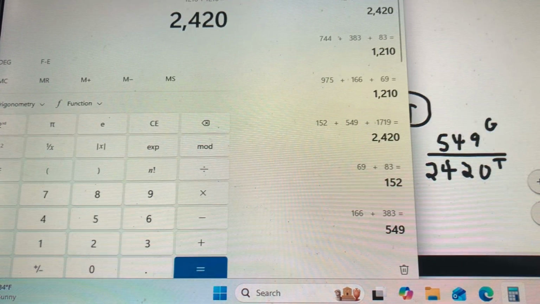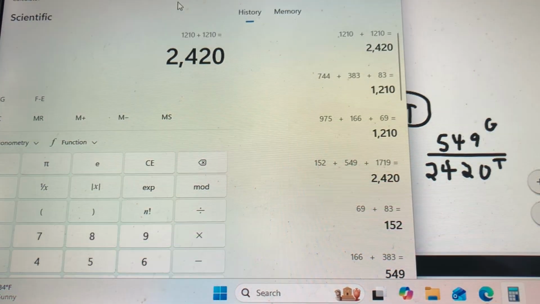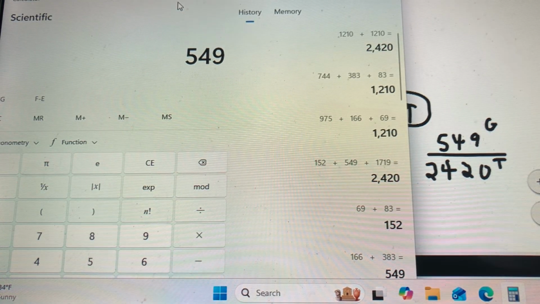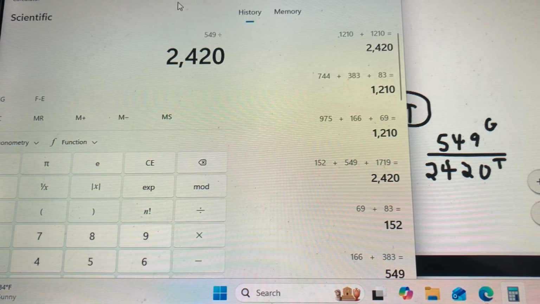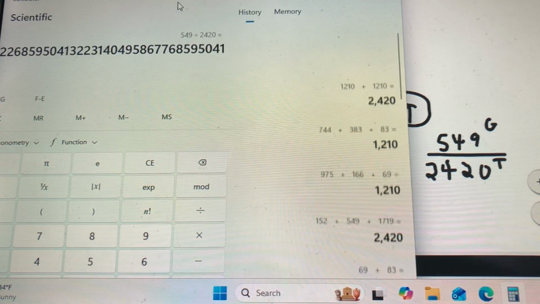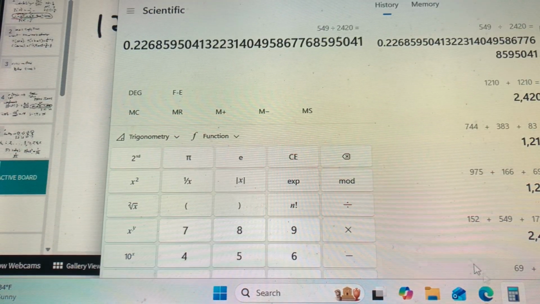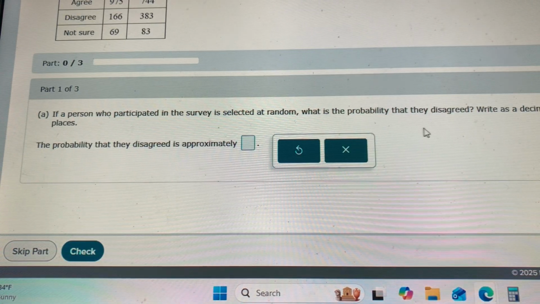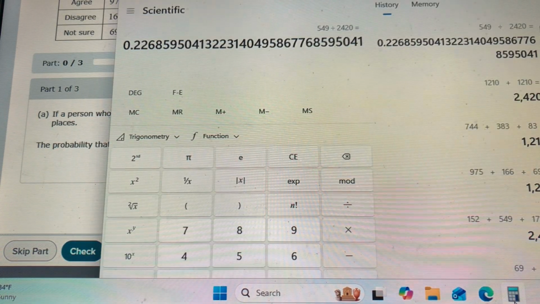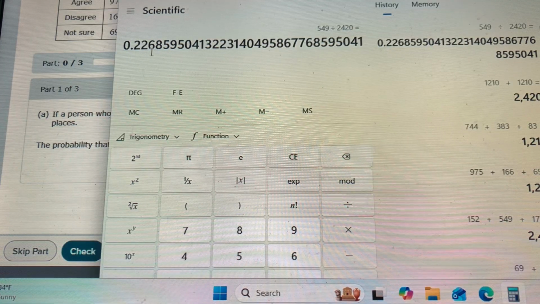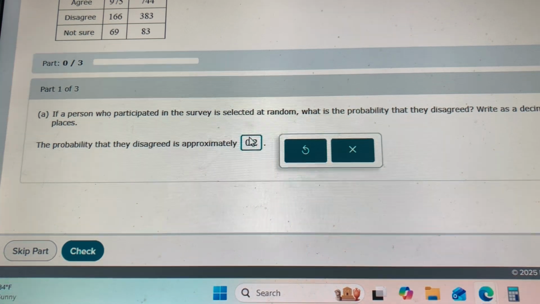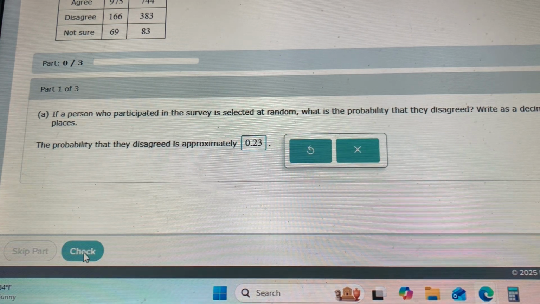There are 549 good cases of disagreement, because I'm interested in who disagreed with this. Maybe I disagree too, and I'm looking for the people that agree with me. So 549 divided by 2420, that's literally good over total right there. I'm not sure how far they want it rounded. Round to 2 decimal places. So it would be 0.22, but there's a 6 after that, so make it 0.23. So about 23% disagree.